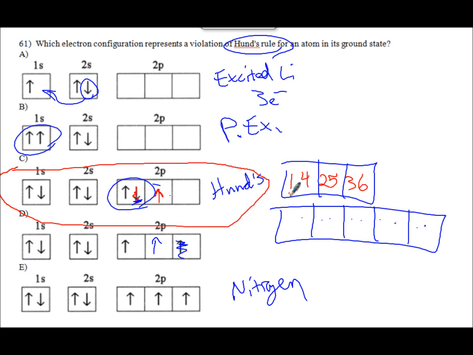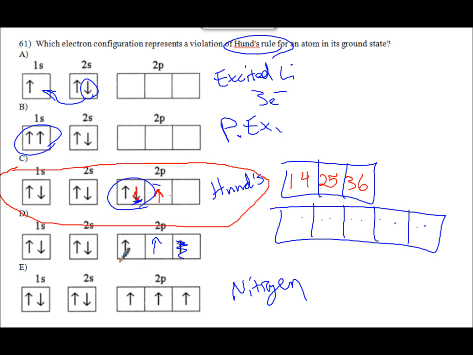Normally when we fill orbitals we go 1, 2, 3 and then come back and go 4, 5, 6. That's for the p sublevel because they have 3 orbitals. For the d sublevel there's 1, 2, 3, 4, 5 orbitals. So we go 1, 2, 3, 4, 5, 6, 7, 8, 9, 10 and then we've got it all filled up.